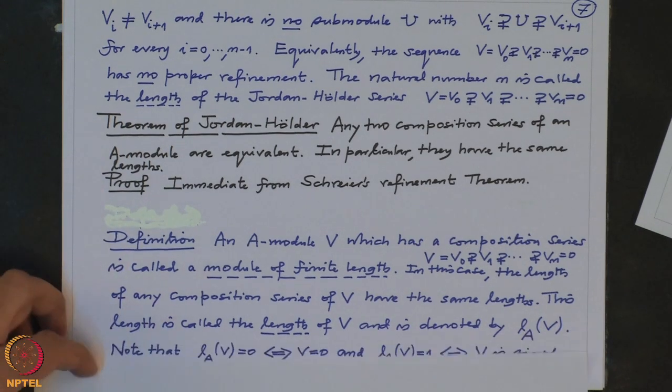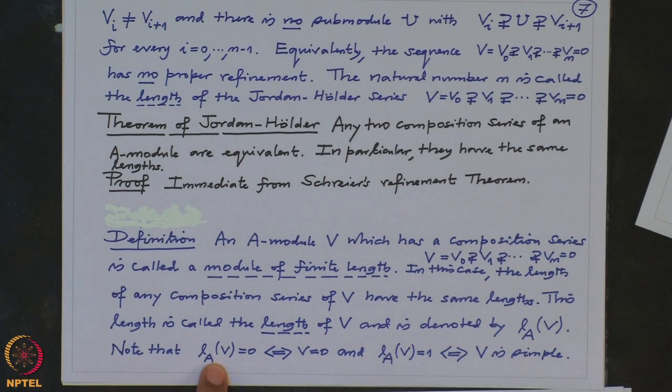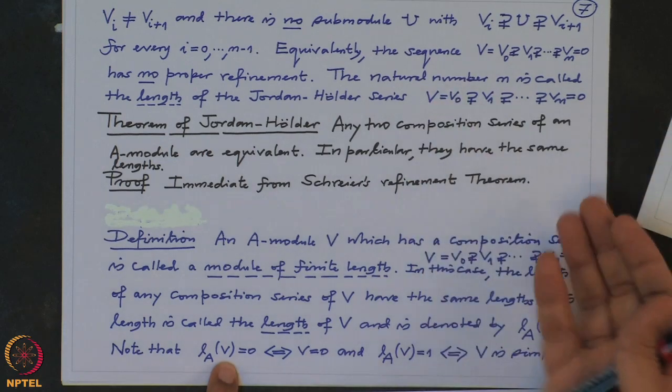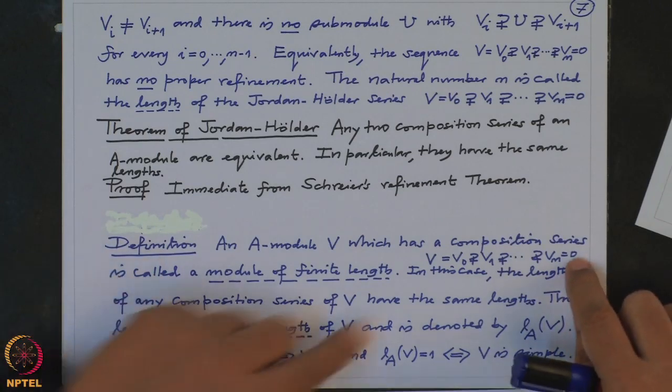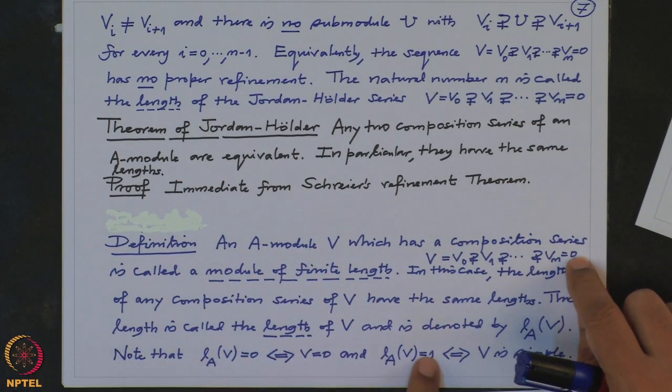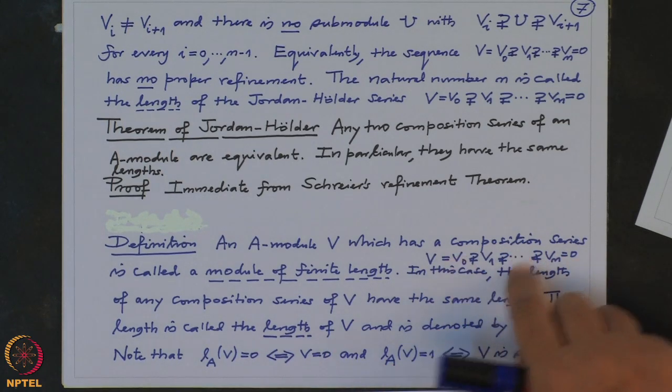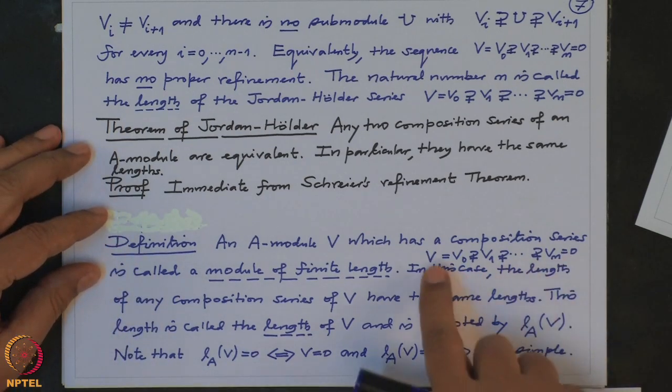Okay, note that when will the length be 0? That means V has a composition series and that has only one term, namely 0. So V is 0; length 0 is equivalent to saying V is 0. When will the length be equal to 1? That means V has to be simple, because the composition series starts with V and ends with 0, and there can't be any more terms because length is 1, and therefore the quotient V/0 is simple. So that is, V is simple.